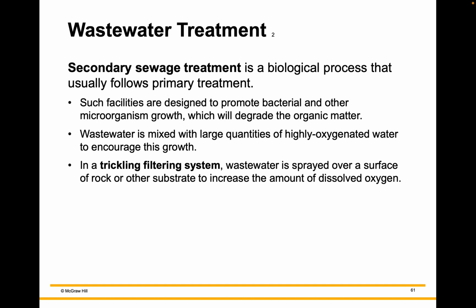Wastewater treatment. Oops. Looks like I skipped primary sewage treatment. Well, primary sewage treatment is when basically solids are filtered out from sewage so that we have solids in one place and liquids in another. Secondary sewage treatment is a biological process that follows primary treatment. Such facilities are designed to promote bacterial and other microbe growth, which will degrade the organic matter. Wastewater is mixed with large quantities of highly oxygenated water to encourage this growth. And in a trickling filter system, wastewater is sprayed over a surface of rock or other substrate to increase the amount of dissolved oxygen.